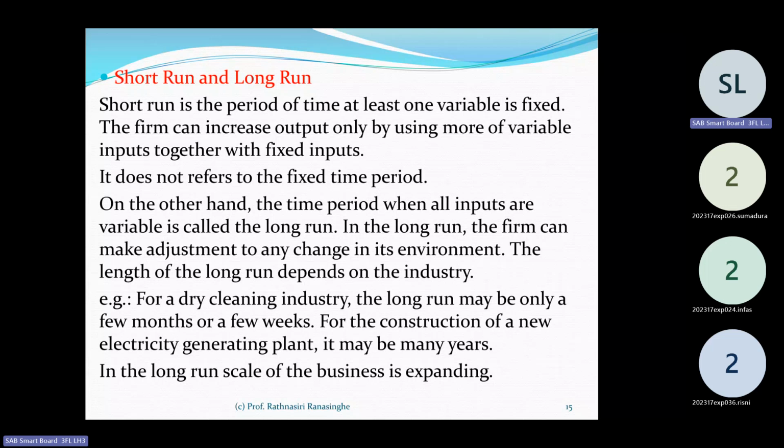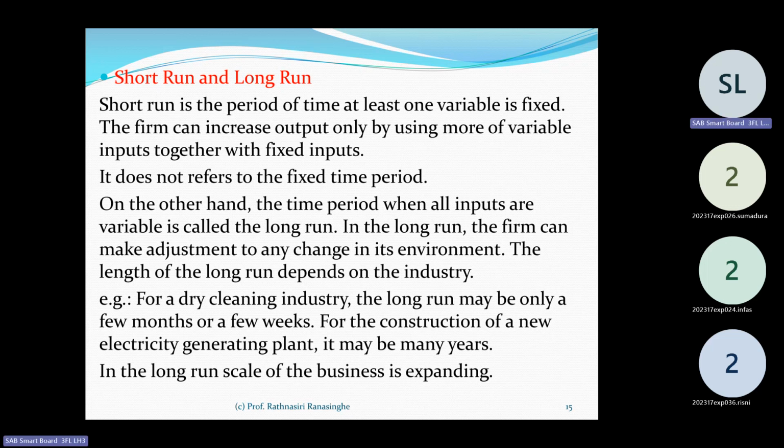Because it takes a longer time to change the inputs, right? So depending on the industry also, there may be some deviations. Right? Okay. So is it clear, the short run and the long run and the fixed inputs and the variable inputs that we covered in production?